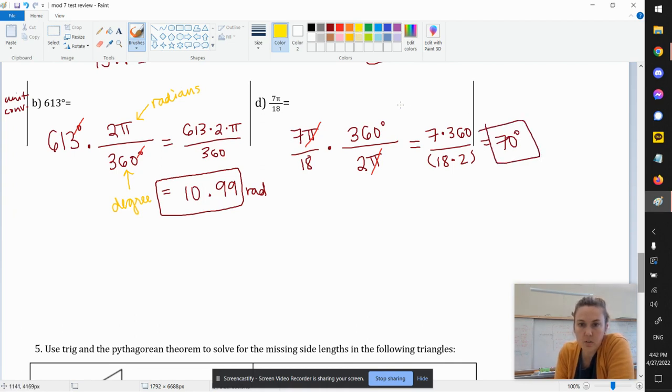in degrees. Again, the reason we put degrees on top is because we don't have it and we want it, and we put radians in the bottom because we have it and we want to get rid of it.